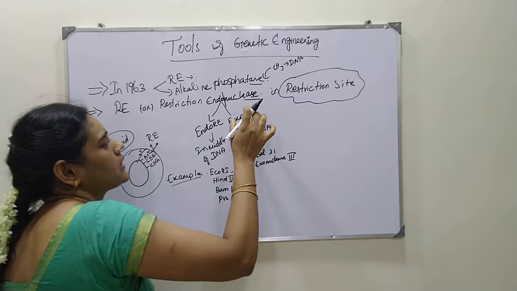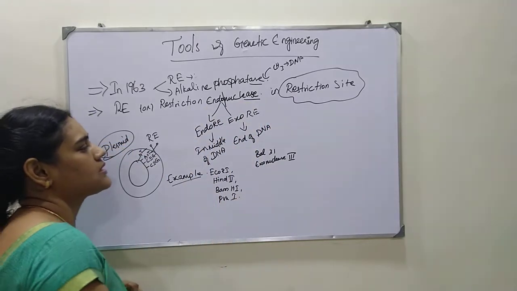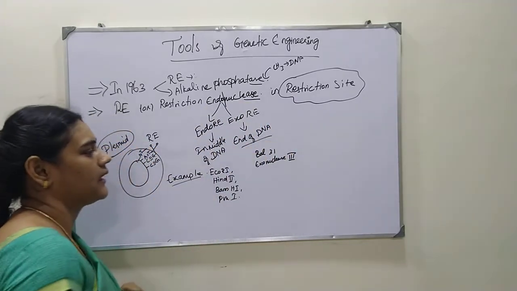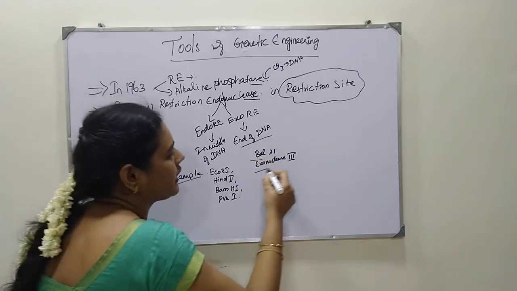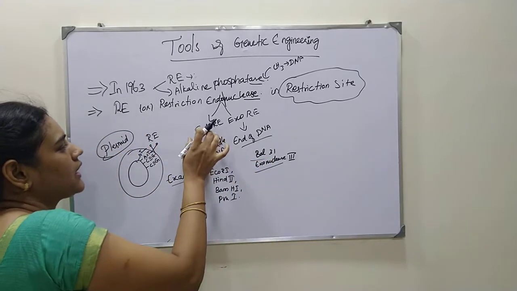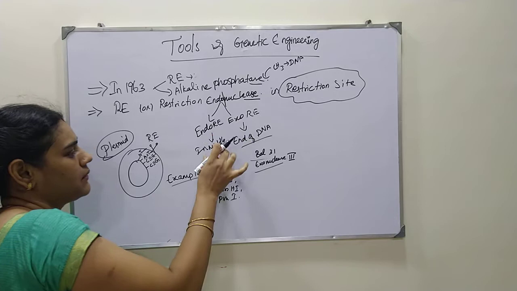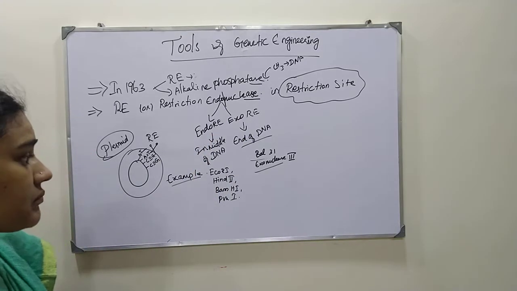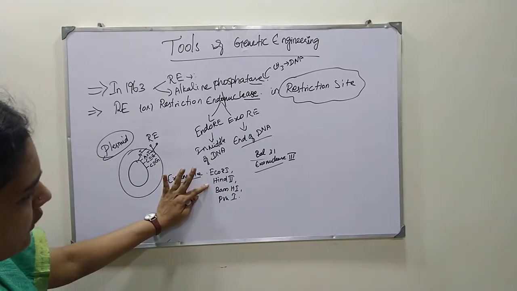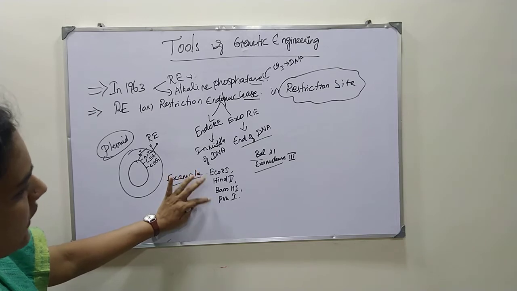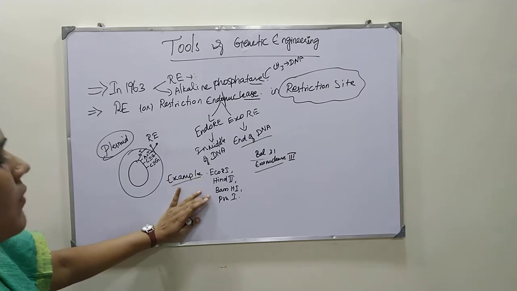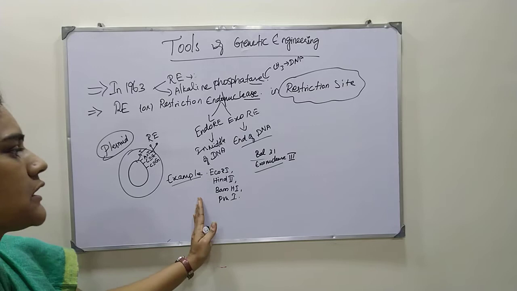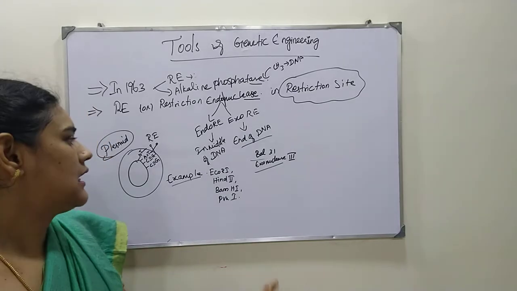The exonuclease cuts the DNA at the end of the DNA. Examples are Bal 31 and exonuclease 3. The endonuclease cuts in the middle of the DNA. Examples are EcoRI, HindII, BamHI, PvuII. So what is the naming? How are these names recognized? I will explain later.